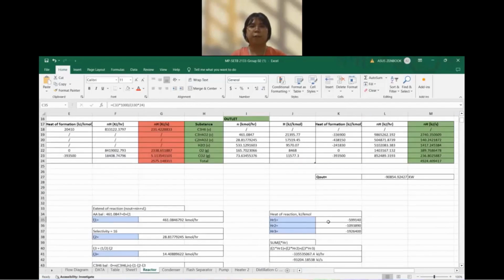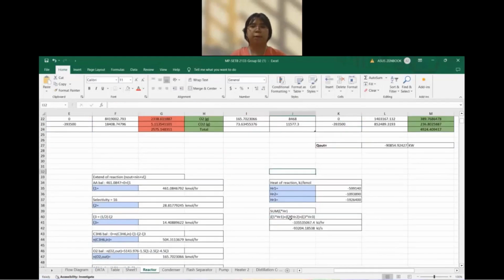For the heat of reaction, we calculated using heat of formation method. We already listed out the heat of formation for each substance. We make our calculation easier. And this is the formula we use to calculate the summation of heat of reaction.